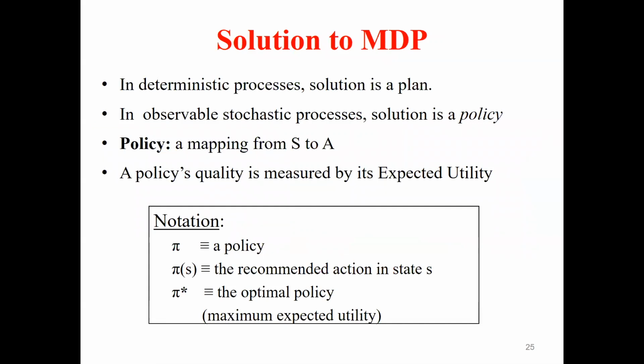So if the processes are deterministic, then the solution is a plan. What is the next step I should take? But since we are dealing with the stochastic environment, which is also observable, here we'll call this a policy. That I am in a given state, what is the correct action I should take? Obviously, for taking every action, there is some probability attached. And accordingly, we'll come up with the final solution. So here, the final solution is a policy, which is nothing but mapping a state to an action.